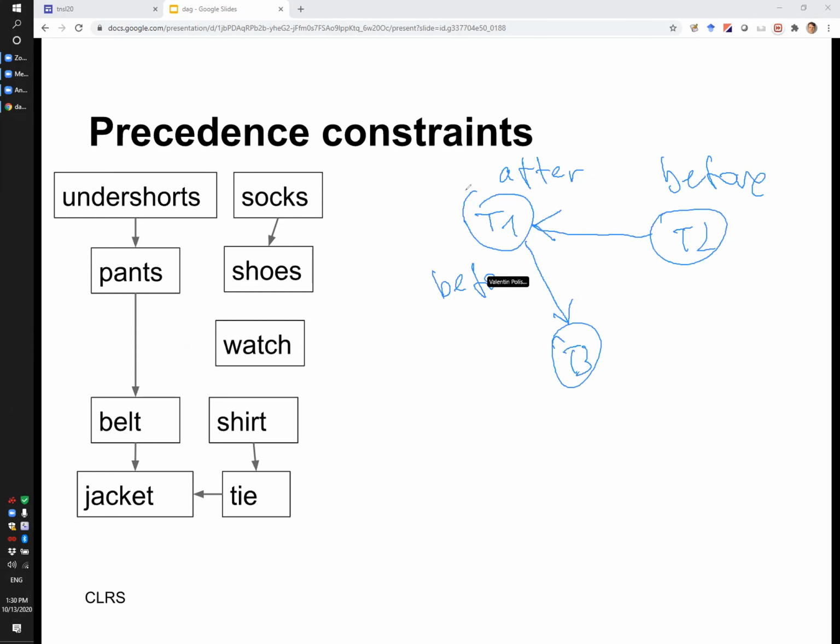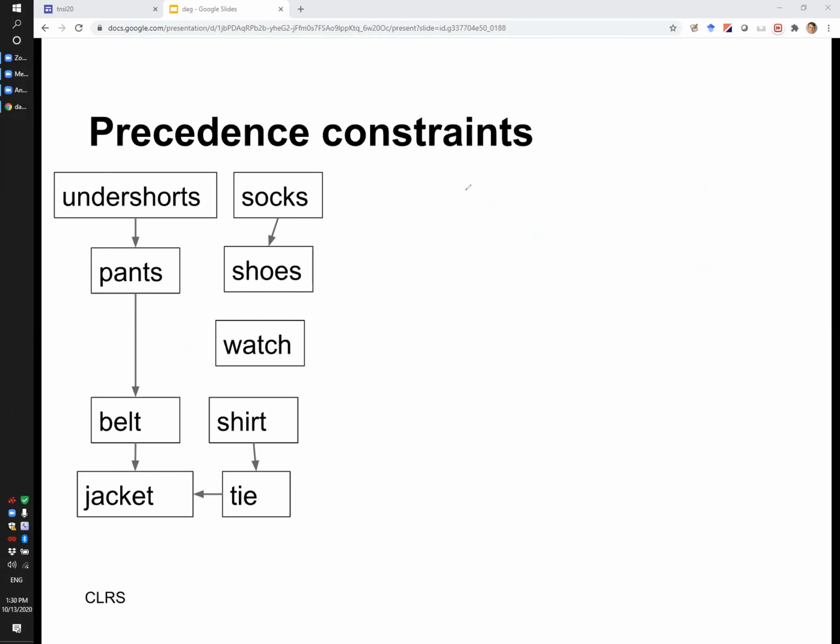And here, similarly, before and after. So on any arrow, you know that the task at the tail of the arrow has to be done before the task at the head of the arrow. Okay, so that's a general definition, but I think maybe a more interesting, or at least funnier, example is the one we have here on the left.